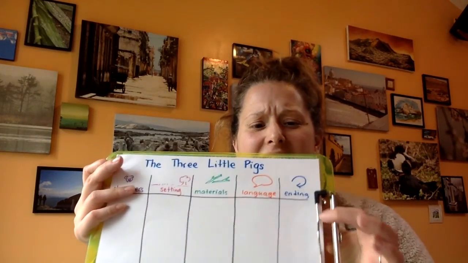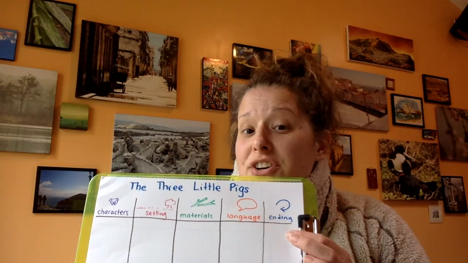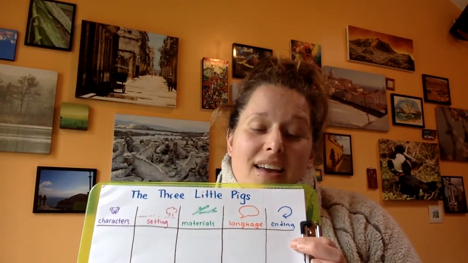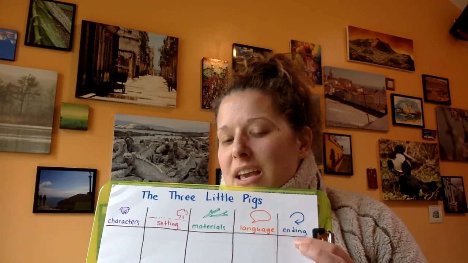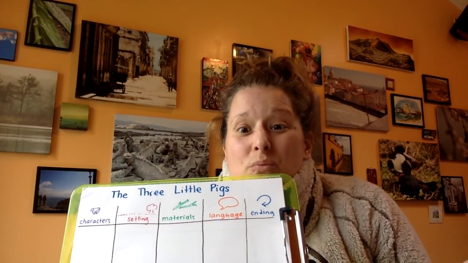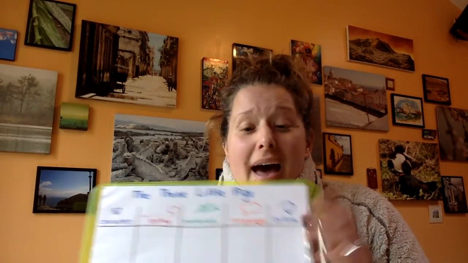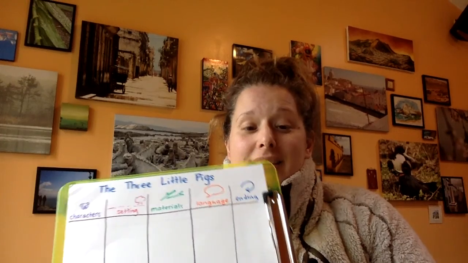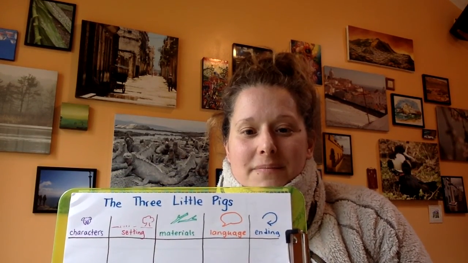What about the ending? Did they all live happily ever after? Did the wolf run away? Did the pigs get eaten? Right? Thinking about what happened at the end. So at the end of this story, the wolf fell in the pot. The pigs got back at him, and they were able to stay safe for the rest of the story. So now we're thinking this way with our 5 components.